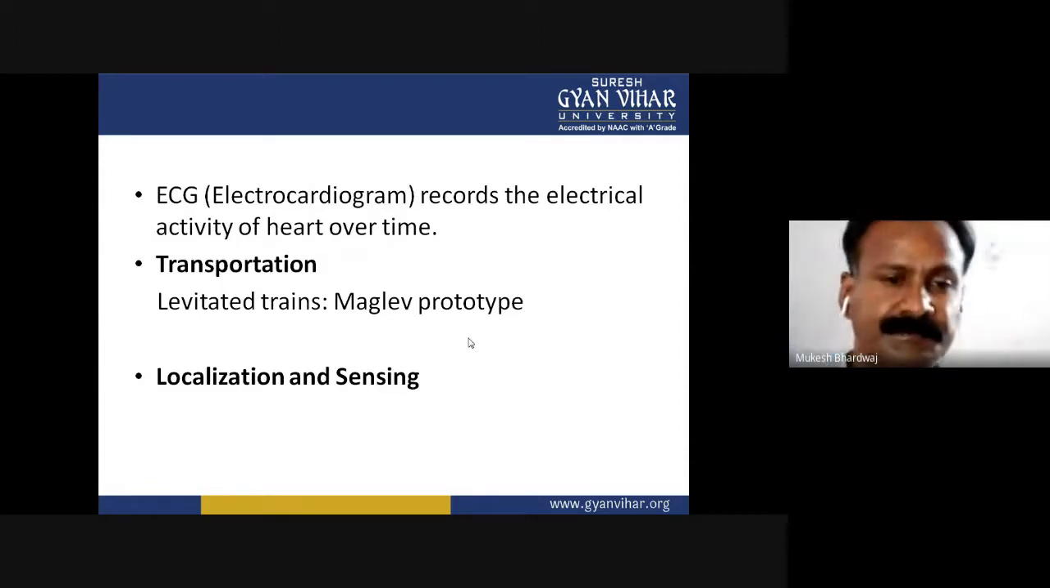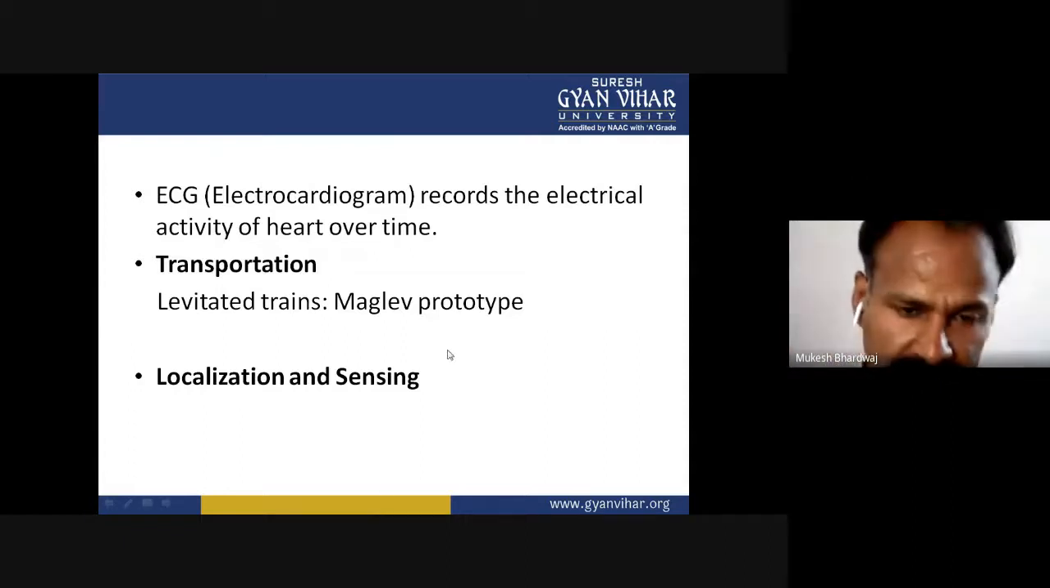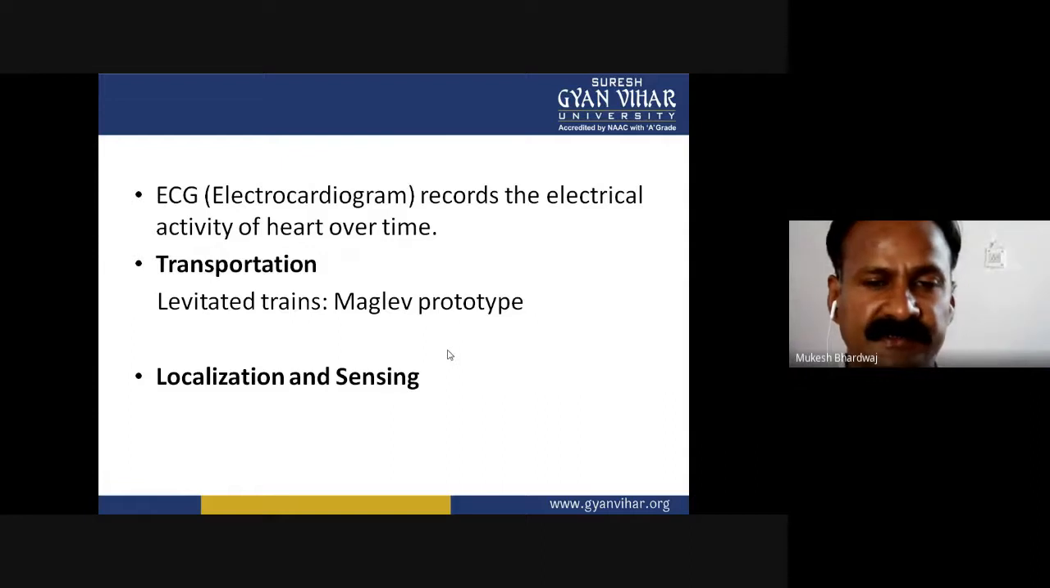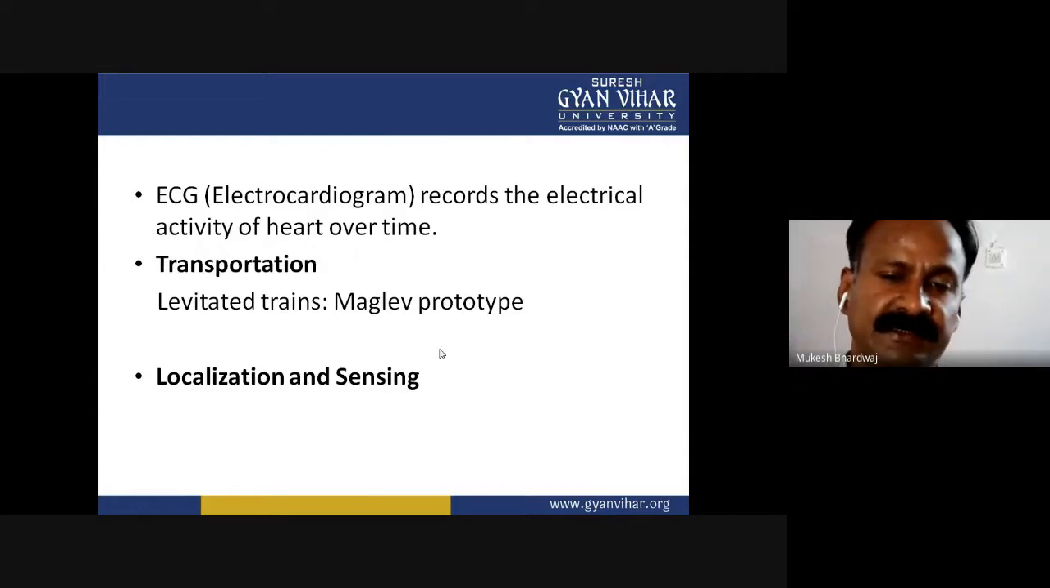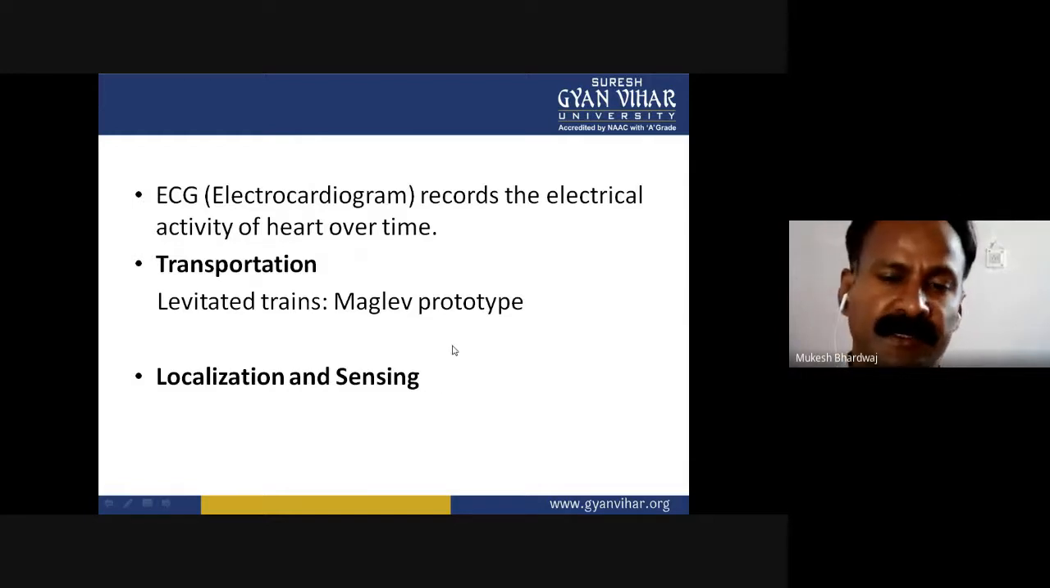Localization and sensing. To localize or for remote sensing purposes, electromagnetics plays a very high role in instrumentation.